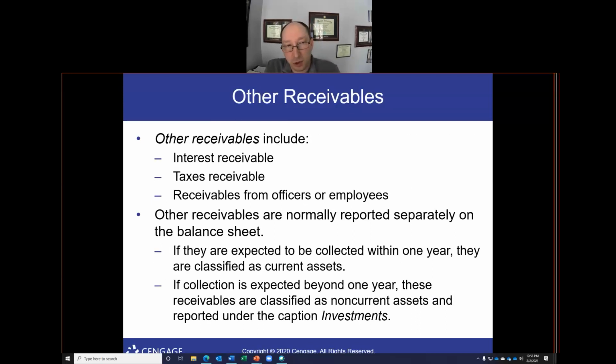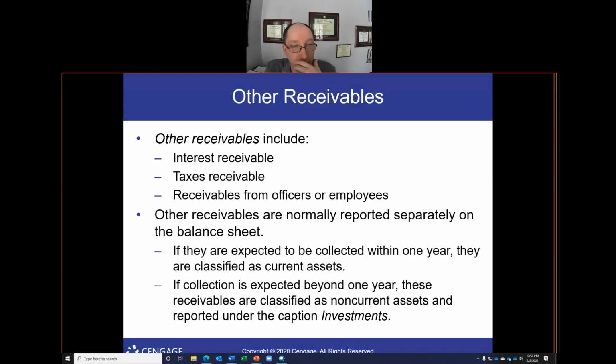Other receivables include things like interest receivable, taxes receivable, and receivables from officers or employees. These are a little bit more rare, but they happen. Interest receivable: if the company has a bank account and they collect interest from that bank account, it creates what we call an interest receivable. Or if we have a customer that is paying us monthly and there's interest associated with that, we create what's called interest receivable.